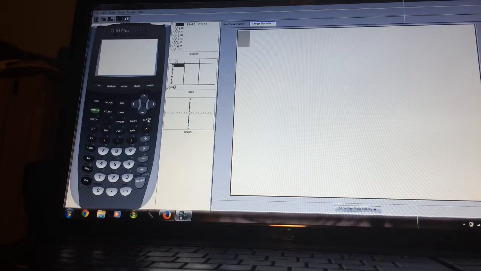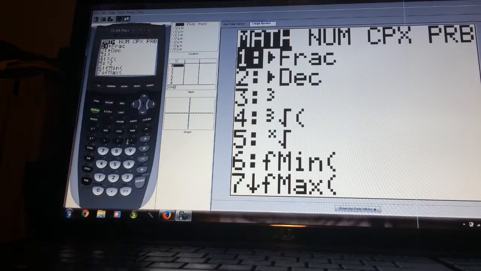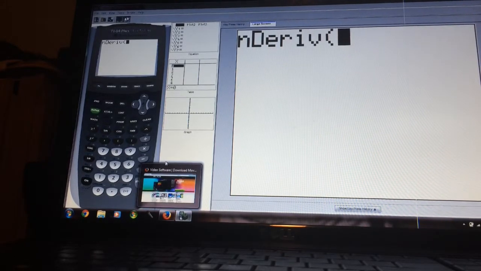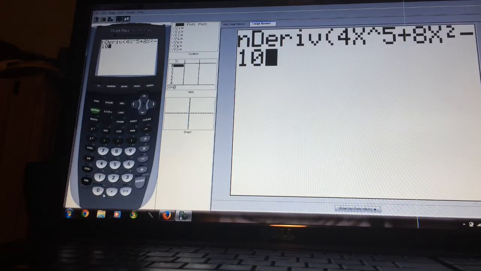Now, to find a numerical derivative on the graphing calculator, we want to press Math 8. First, we want to type in our problem, which is 4x to the 5th plus 8x squared minus 10, comma, we want to put our variable in there, which is x, comma, now we want to put in our x value, which is 1.2. And now we want to close the parentheses off.